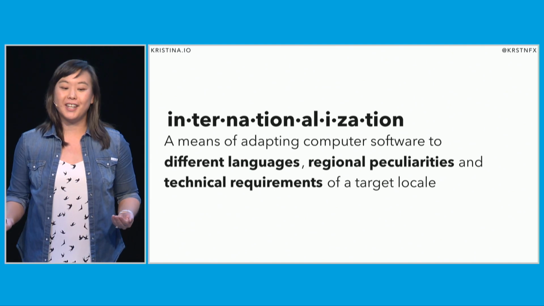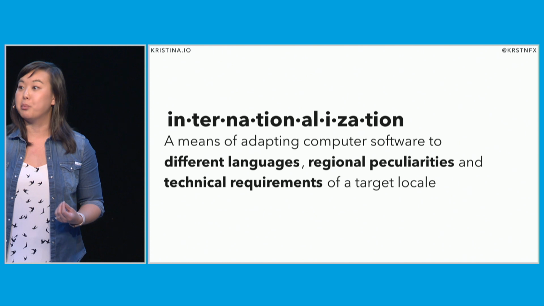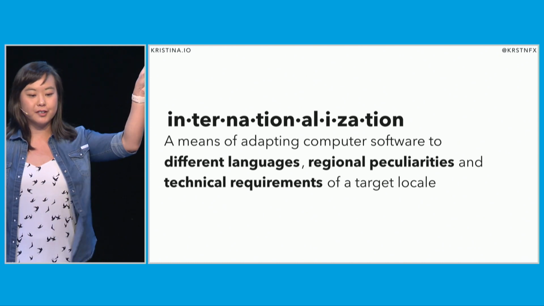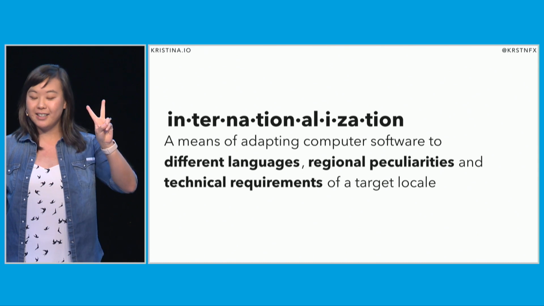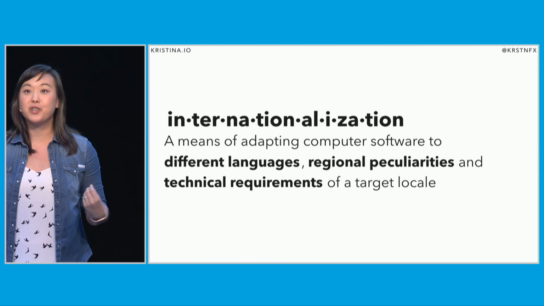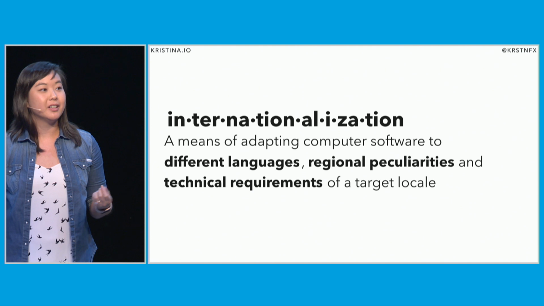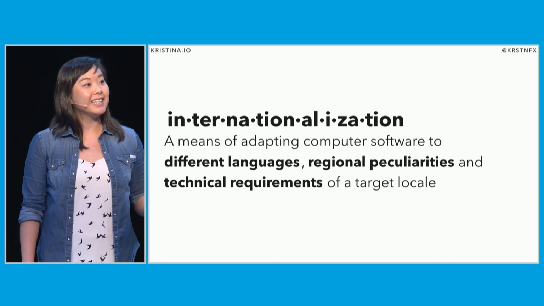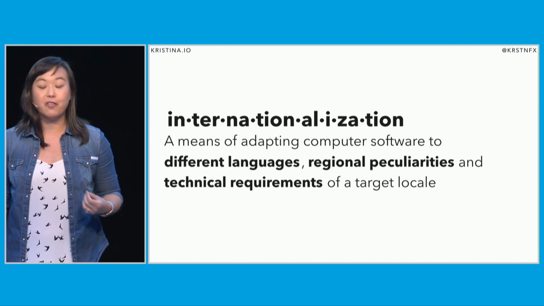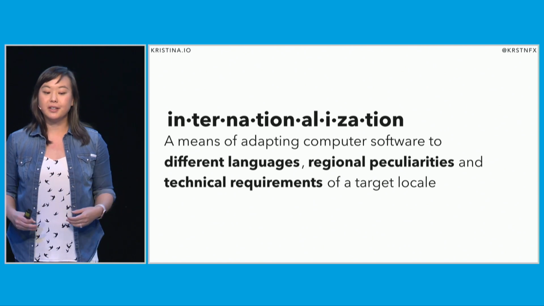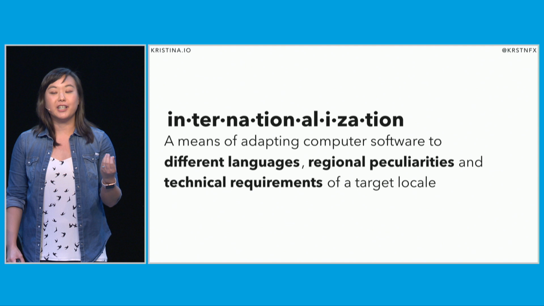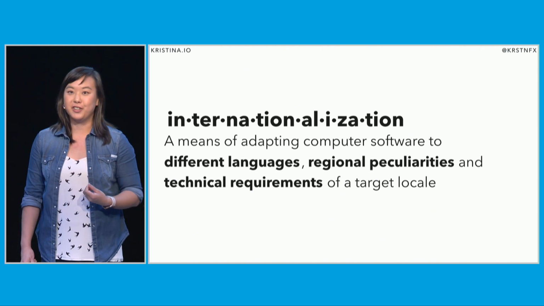There are three key things that internationalization boils down to. The first, being able to support different languages. Second, adapting to regional peculiarities. And the third, handling technical requirements of a particular locale. Let's step into each one of these a little bit deeper, starting with the ability to support different languages.